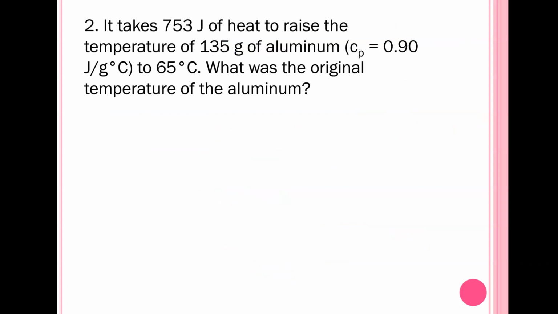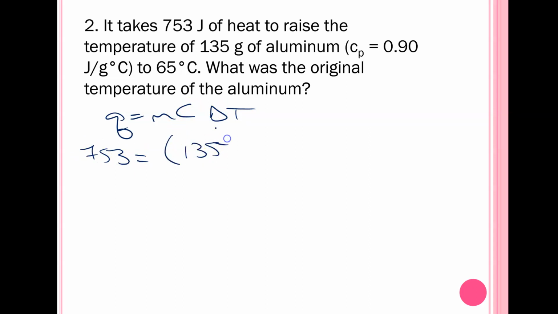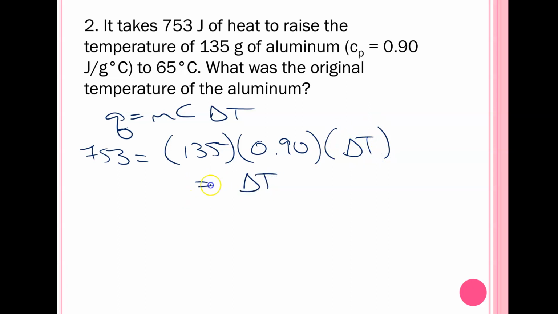Okay, next one, a little bit different way of doing it. 753 joules of heat is given to raise the temperature. So Q equals MC delta T, 753 equals the mass 135 times 0.90 times, and I'm just going to write it as delta T because I think that's a little bit easier for me to understand algebraically. I don't have to distribute, it makes it a little simpler. Delta T is 6.2 degrees C.